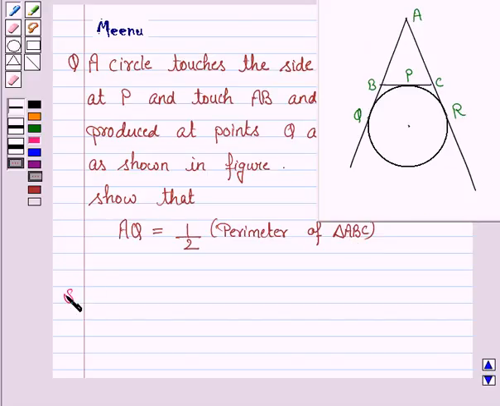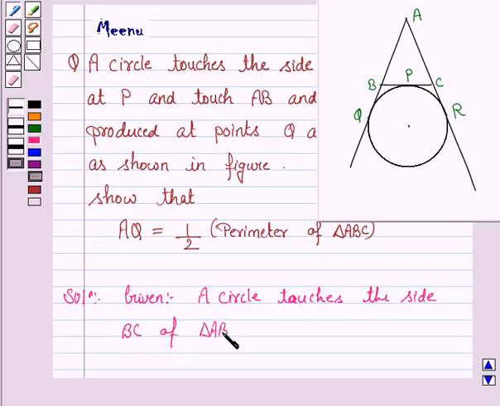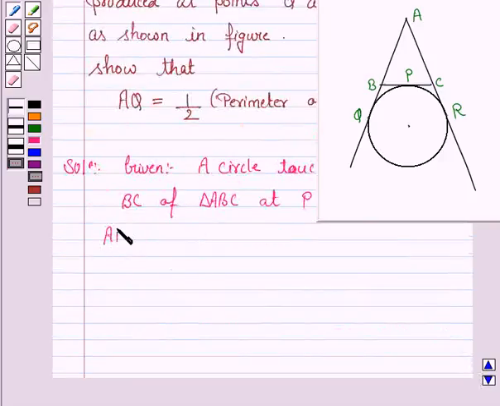So let us now move on to the solution. And let's first write what is given to us. We are given that a circle touches the side BC of triangle ABC at P and touching AB and AC when produced at Q and R respectively.